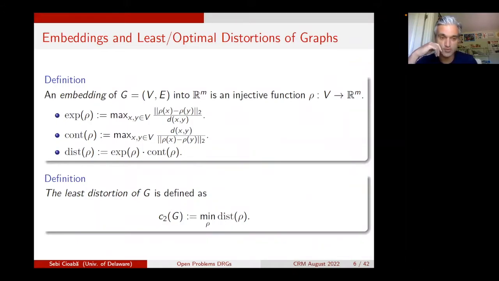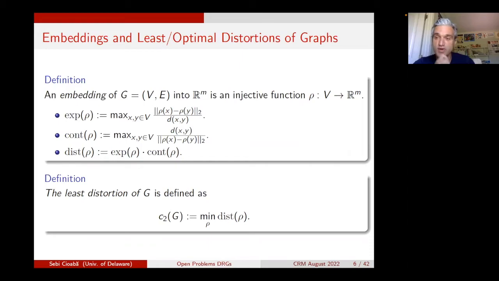The following notion has been studied quite extensively by many people. It's called the distortion of this embedding, and it is a product of expansion and contraction. Expansion measures how expanded your distances in R^m are compared to the distances in the graph, and contraction the opposite, how contracted your distances are. And the least distortion takes the product of expansion and contraction. And again, that's the distortion.